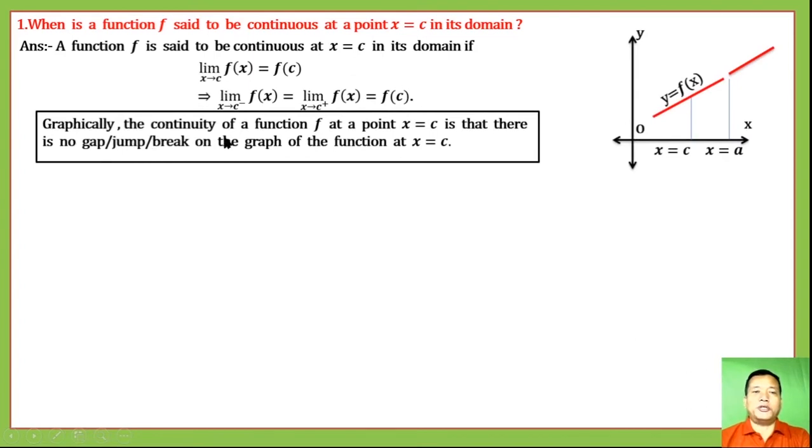Graphically, the continuity of a function f at a point x equal to c is that there is no gap or jump or break on the graph of the function at x equal to c.